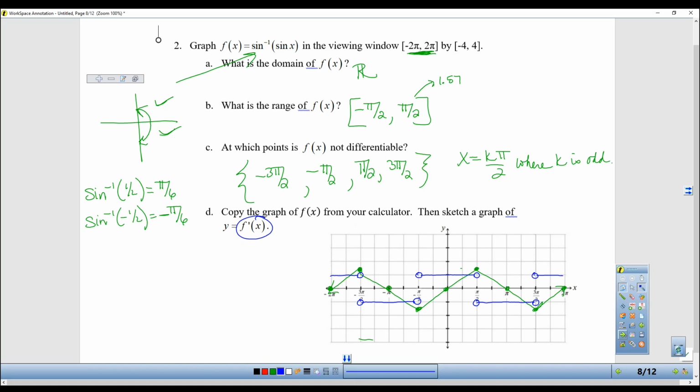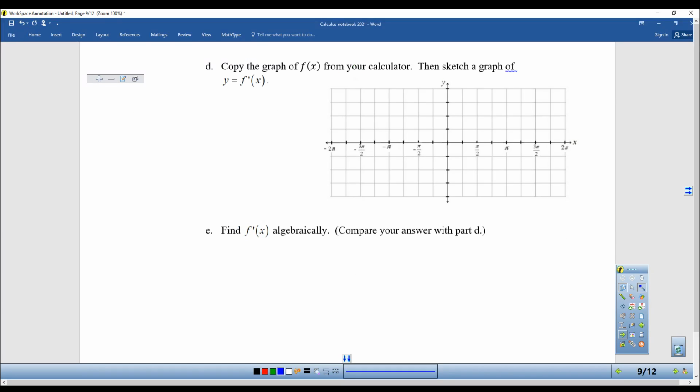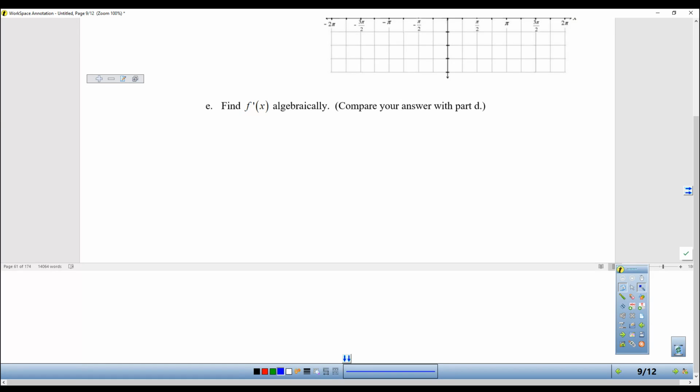All right. Now it says we want to find it algebraically. So the original function is inverse sine of sine of x. So the inside, sine of x, is my u.